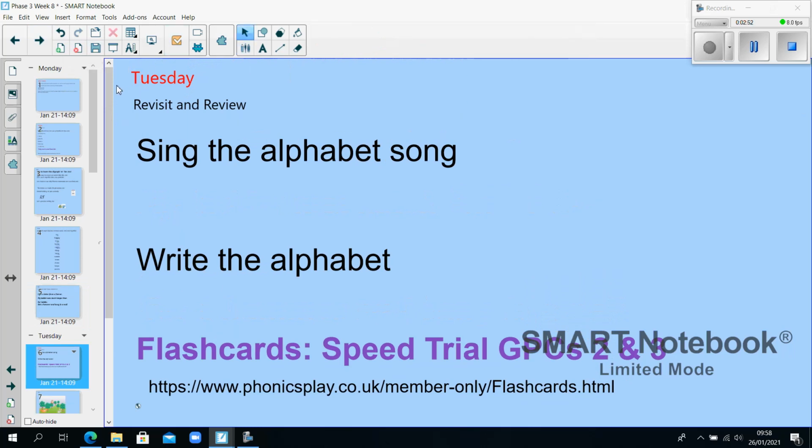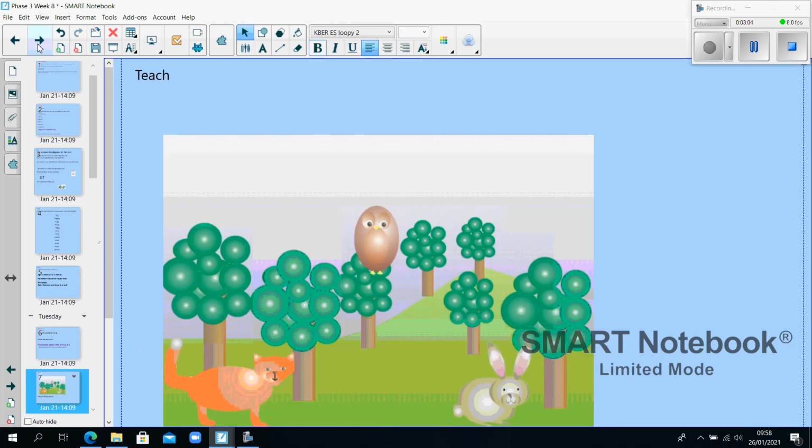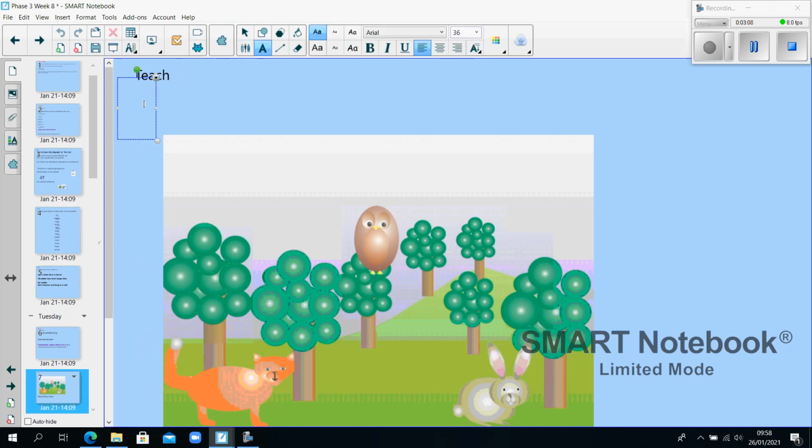Phase three, week 8, Tuesday. Today I want you to sing the alphabet song and write the alphabet out, and do a flashcard speed trial for phases 2 and 3. Today we're going to practice writing sentences. So I want you to look at the picture and think about a sentence you could write about that picture. For example, I could write, the rabbit is on the grass. Right, tricky word first, the.